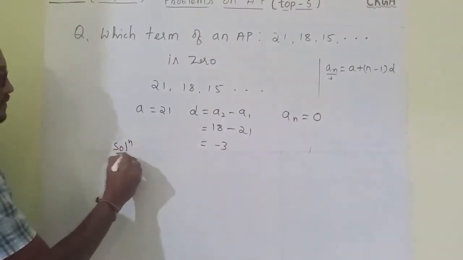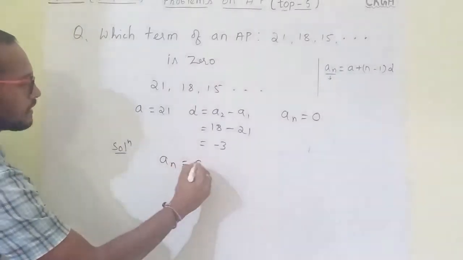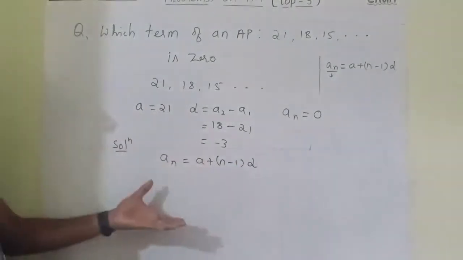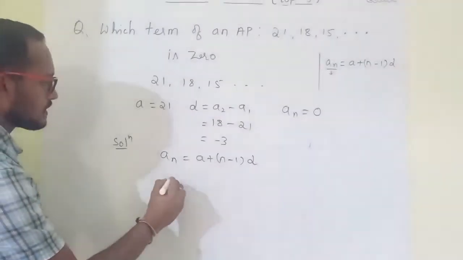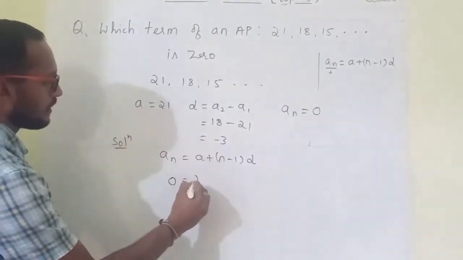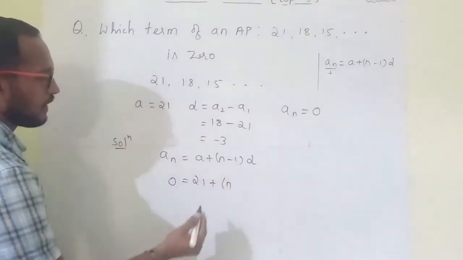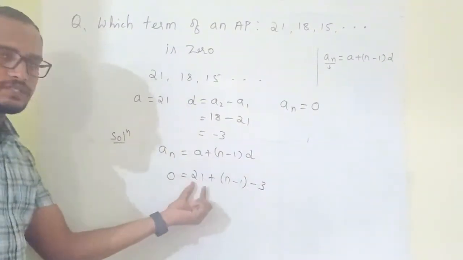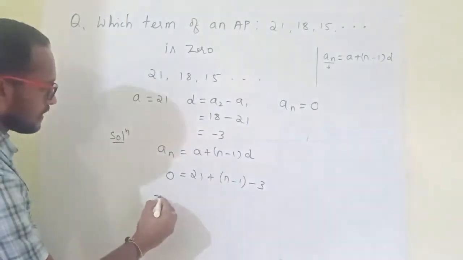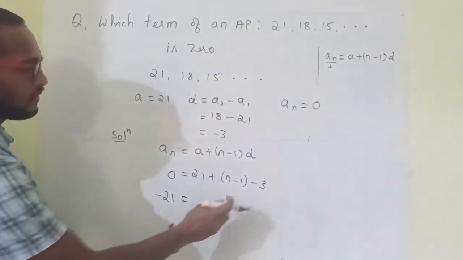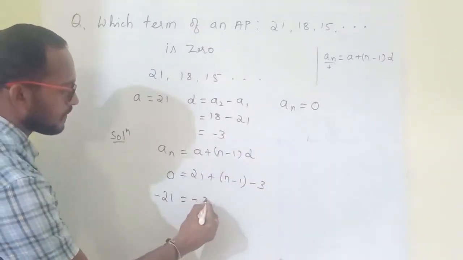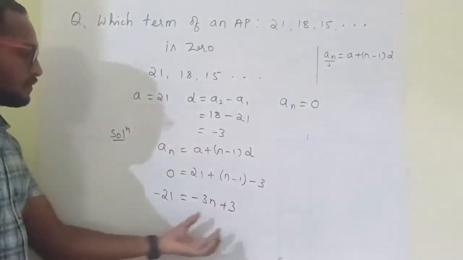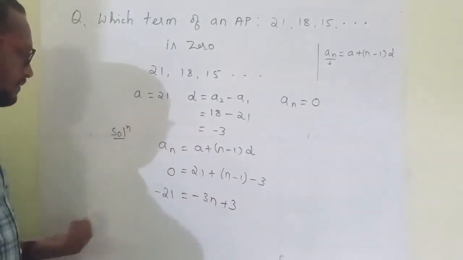The solution for this problem is very simple. An is equal to a plus n minus 1 into d. We just put in all the values we got here. An is equal to 0, a equals 21, plus n minus 1 into d, d is minus 3. So just transpose 21 to this side, that is minus 21 is equal to minus 3 into n is minus 3n, minus 3 into minus 1 is plus 3. Now take plus 3 to this side and simplify it.